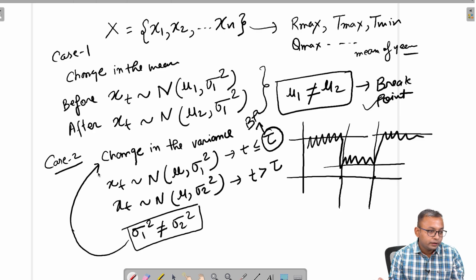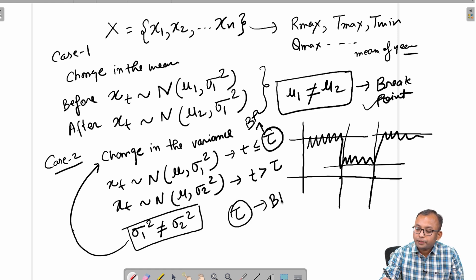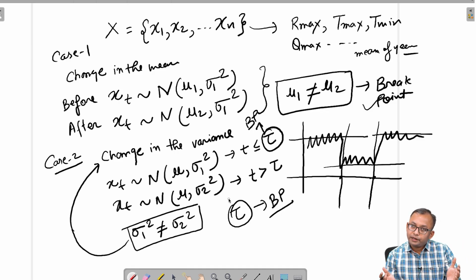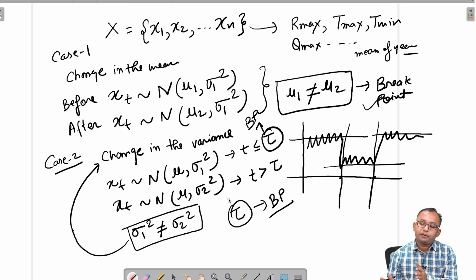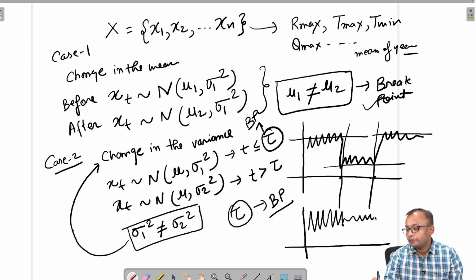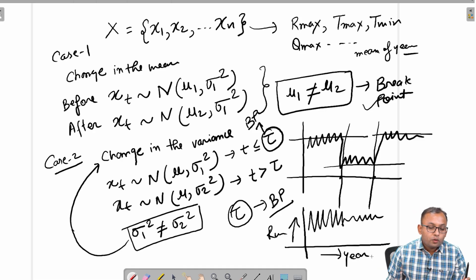That is called a change in the variance, and that is where tau is confirmed as a breakpoint in the data set, where the first part of the data has one variance and the second part has a different variance. Something similar, let us say a very high variance like this, and then suddenly we have a very low variance. That is possible. Okay, so these are the two cases.